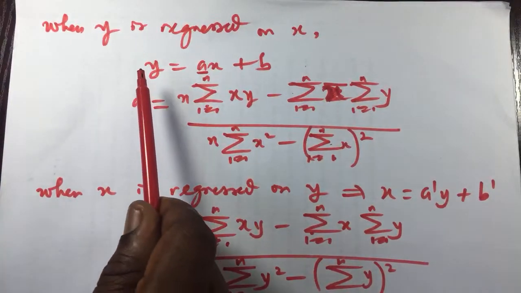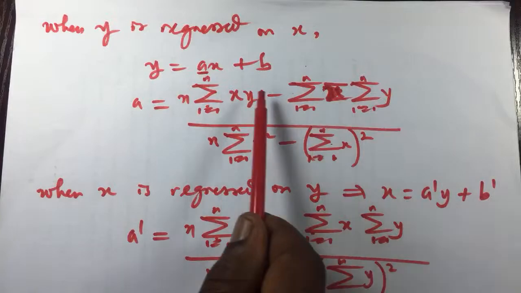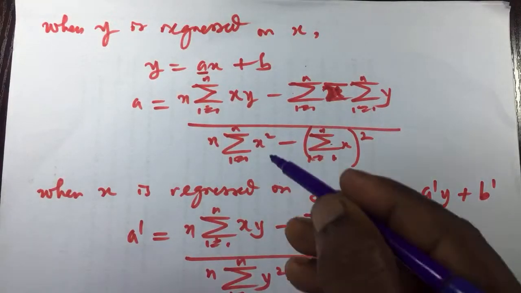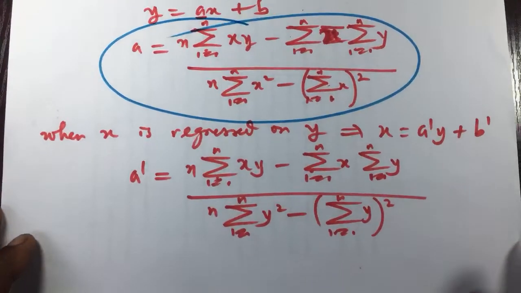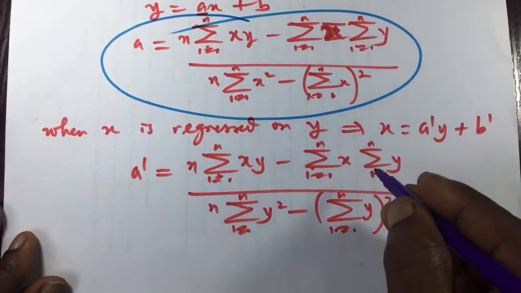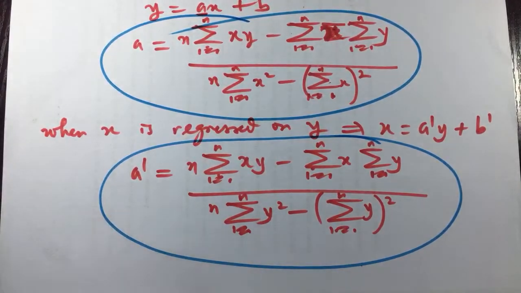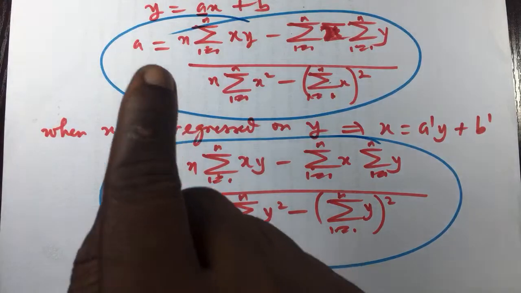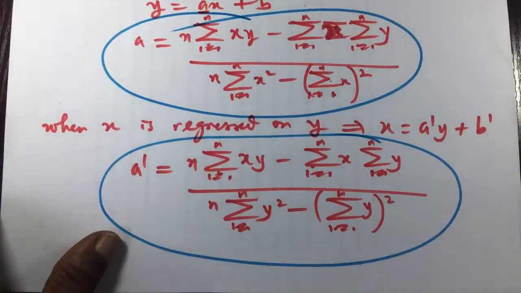Now, if you regress y on x, we remember that we obtained our a to be this. This is what we obtained our a to be when we regressed y on x. Now, what happened when we regressed x on y? We obtained our a prime in that model to be this. Now, the question is, now that you know how to obtain your a when y is regressed on x, and now that you also know how to obtain your a prime when x is regressed on y, how then do we get the product moment correlation coefficient? That is the question. And I'm going to now tell you this.